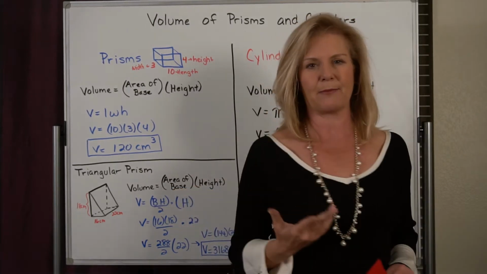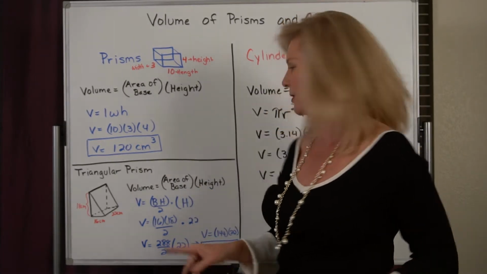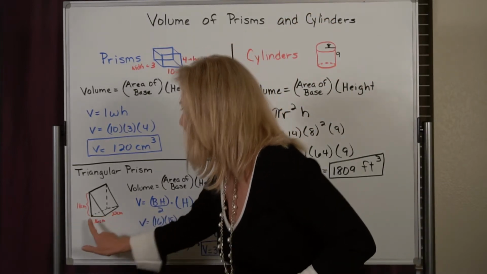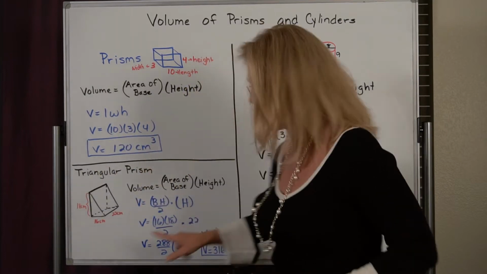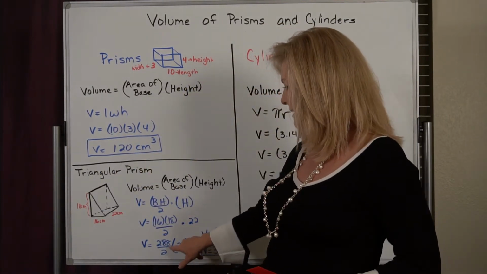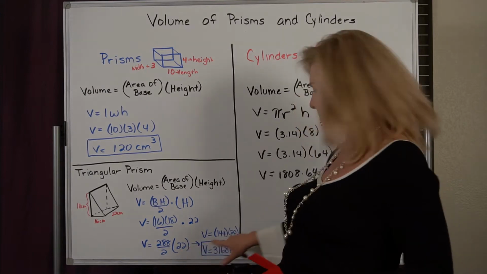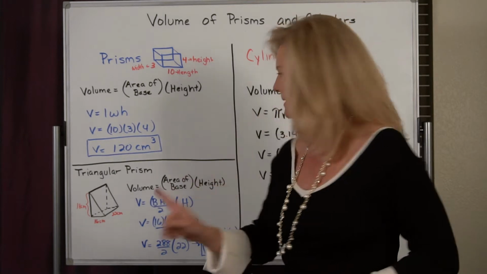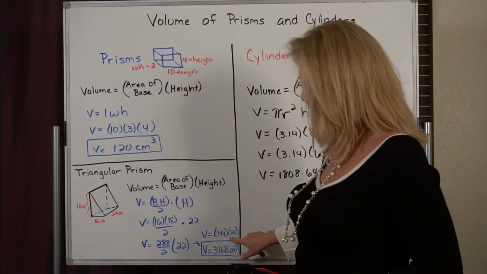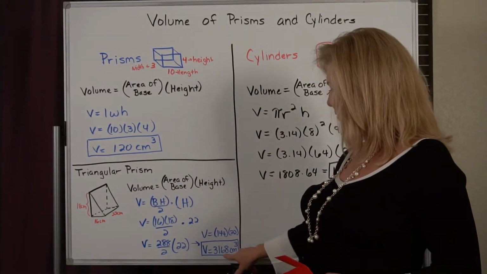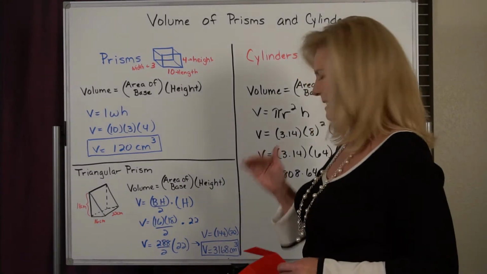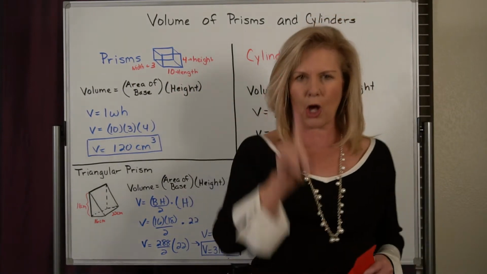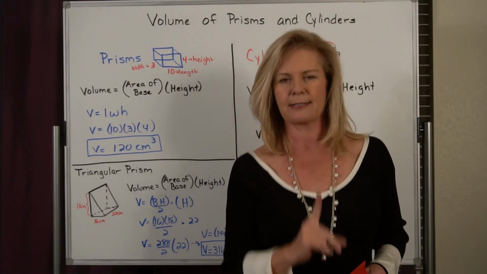So when I look at my area of my base, I've got to calculate the area of the triangle. And my triangle is base times height divided by 2. So I see my base of 16, my height of 18, then I have to divide it by 2, and I get 288 divided by 2, which is 144. There's my base. Now I've got to multiply it by its height, and that height is 22, so 144 times 22 is 3,168 centimeters cubed. So for me, when I'm ever working with volume, I just always think area of the base times the height.